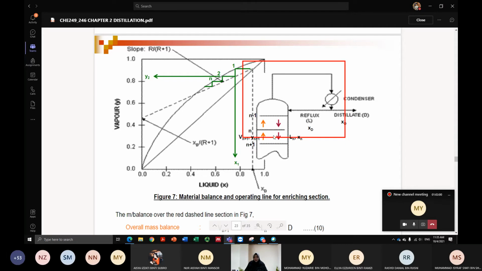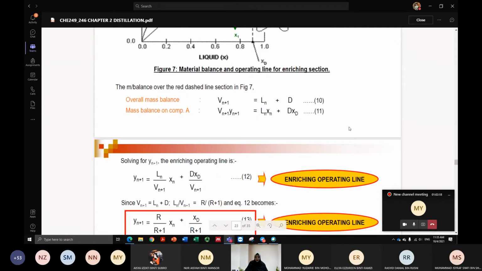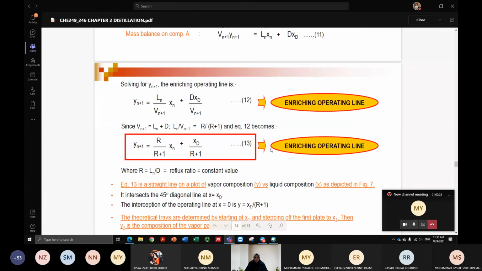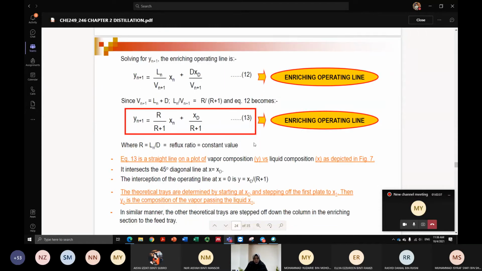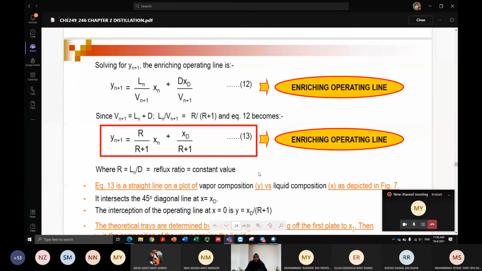So to make it simple, you need some information regarding your distillate composition of the less volatile component. So you need to have xDA. Why? Let's look at this. This is how the enriching operating line is developed, and the second one, equation 13, will be your enriching operating line. You need to memorize this one. You need to understand this enriching operating line.